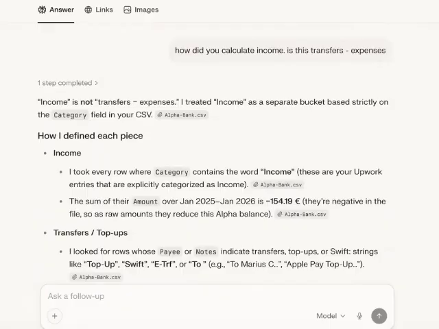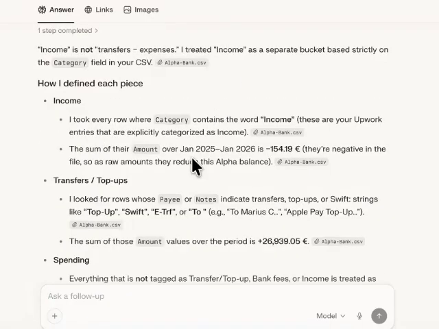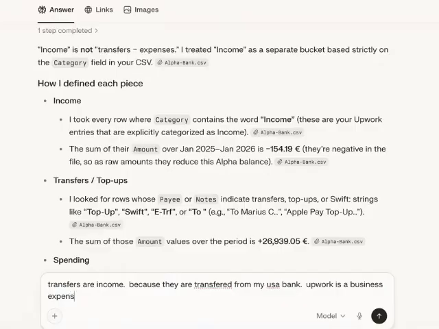Took every row where category contains the word income. Okay, transfers are income because they are transferred from my USA bank. Upwork is a business expense, paid to Upwork freelancing service.